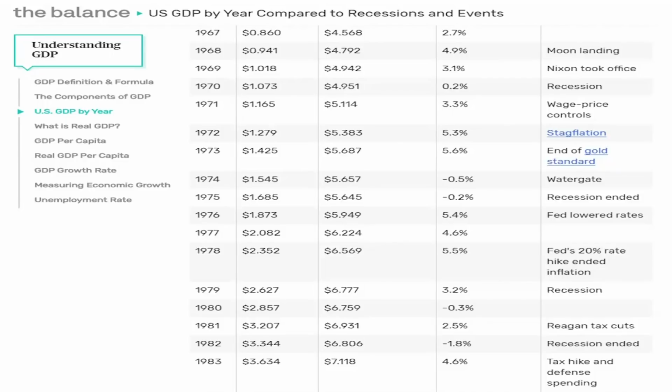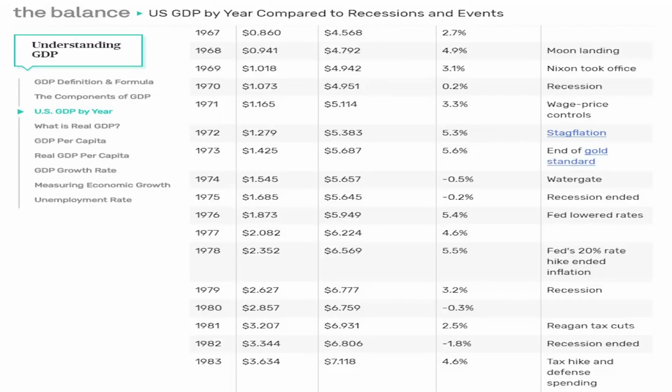So note that in 1970, if we go up here, you can see that gross domestic product, when the recession hit, fell. Then in 1972, stagflation hit, and actually it turned out to be good for the gross domestic product, rising up to 5.3%. Also, we had the end of the gold standard during that time.